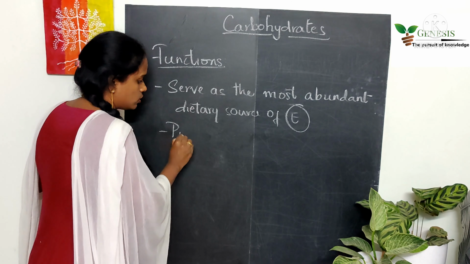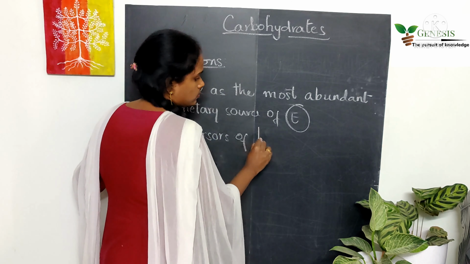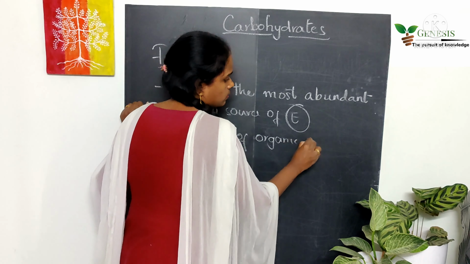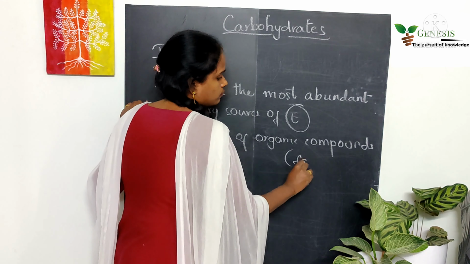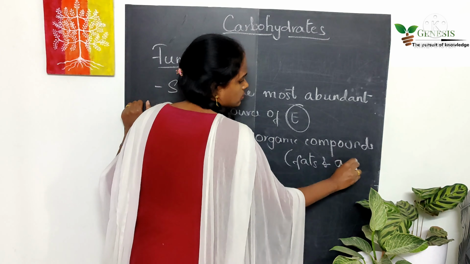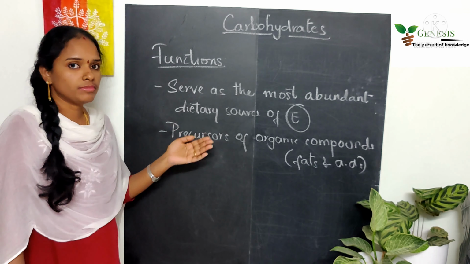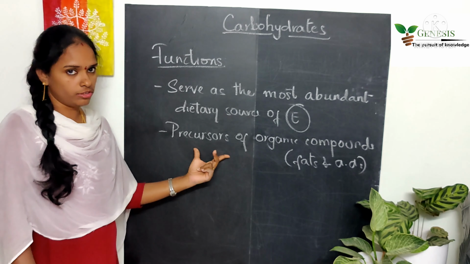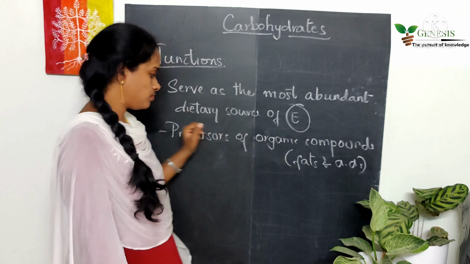And carbohydrates also act as the precursors of certain organic compounds like fats and amino acids. Precursors means the initial compounds, from which the modified compounds will be produced. So carbohydrates act as the precursor molecules for producing organic compounds like fats and amino acids.